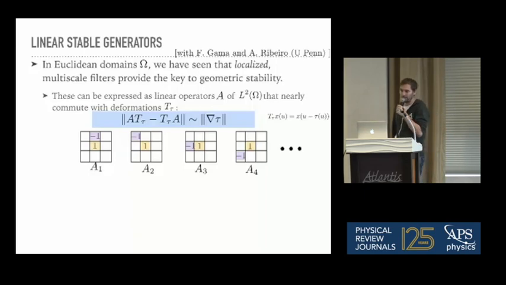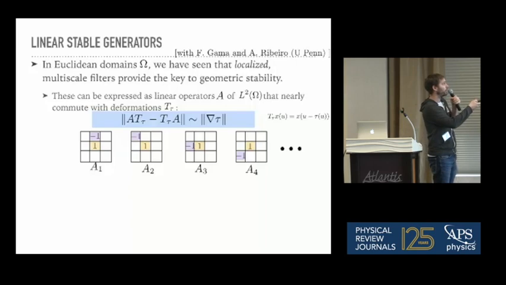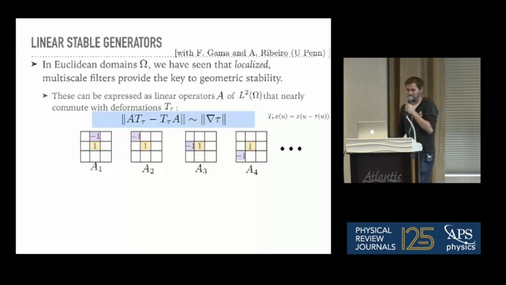And it turns out that localized partial derivatives have a very intrinsic relationship with the deformations that I told you about. These are linear operators that nearly commute with deformations. In general, we cannot have a commutation error that is zero, because these operators are convolutions, and the deformation, as I told you, is not necessarily a rigid translation. It can be something further. But in a sense, it has a small commutation error.